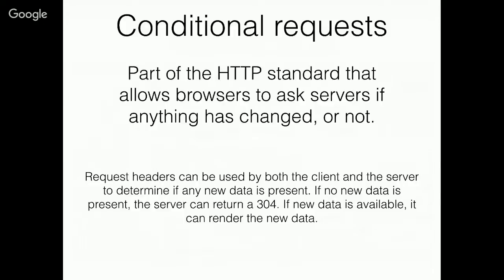So you can, more specifically, headers can be used by both the client and the server to figure out if there's new data present. If no new data is present, the server can return a 304. And in some cases, the client can even not make a request. And we'll get into that. And so the benefits to this approach are you're not storing anything in memory at all, right? And in some cases, you can avoid even making an API call in the first place, which is really awesome.